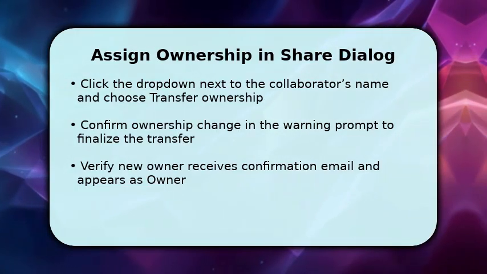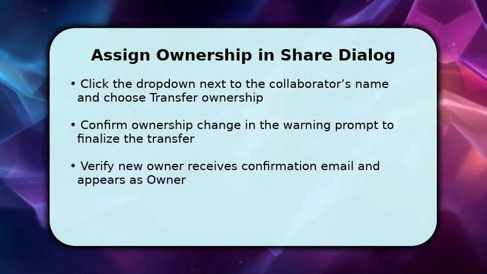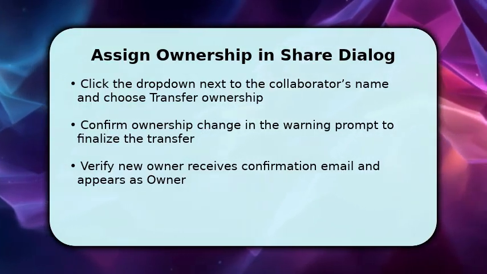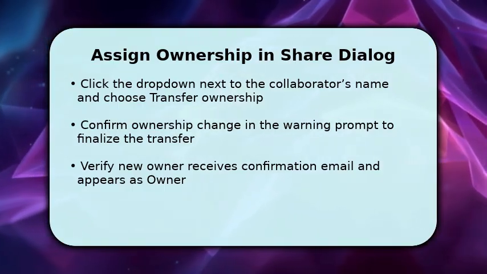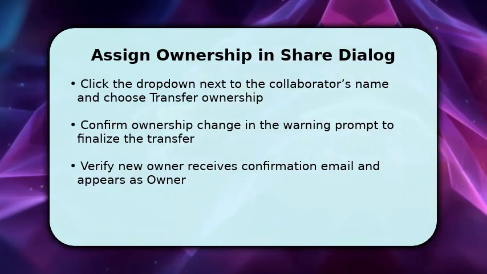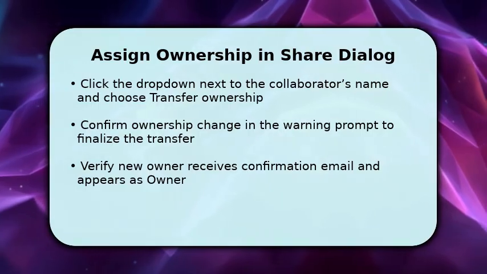You'll see a confirmation prompt explaining consequences. Read it because owners can remove you. Confirm the transfer. Google sends an email to the new owner to accept or acknowledge. Once accepted, the label changes to owner.